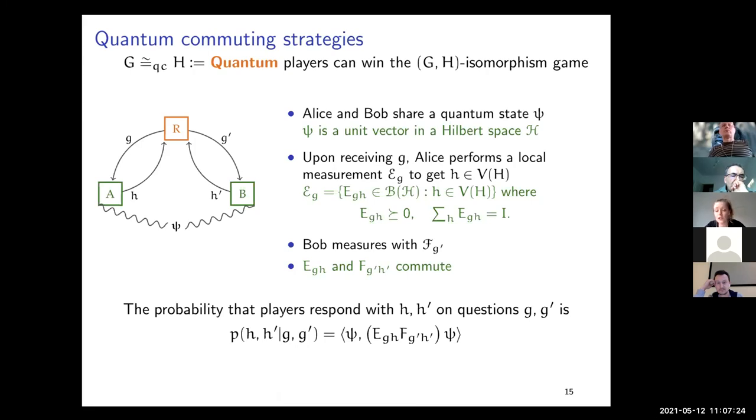So they are free to write down whatever E, G, H's they want, but to win, they need to make sure that this mathematical relationship holds between modes of questions. Thank you for the questions.